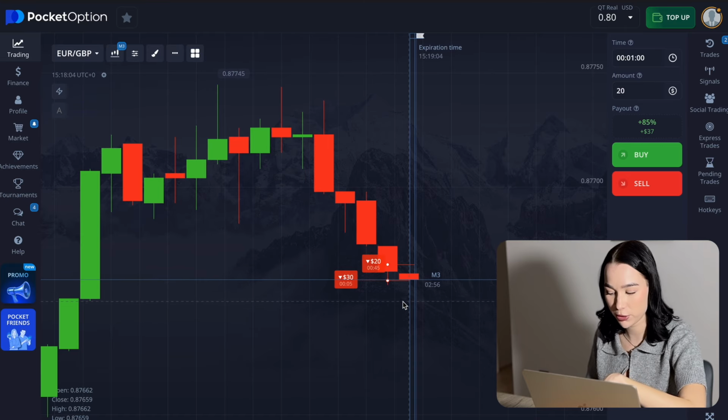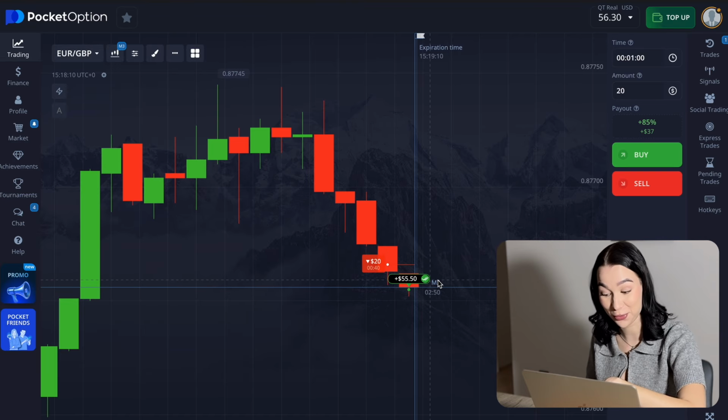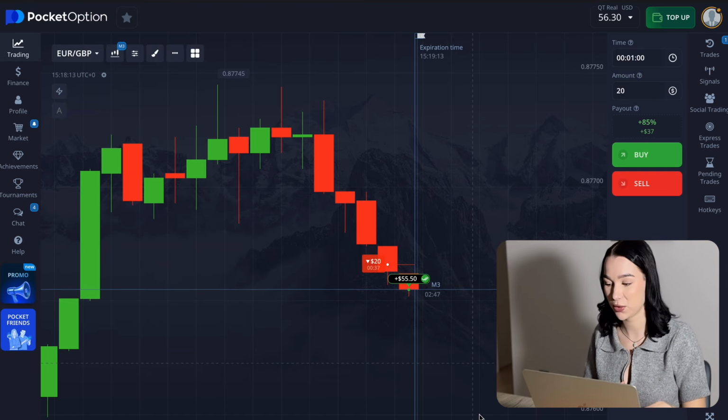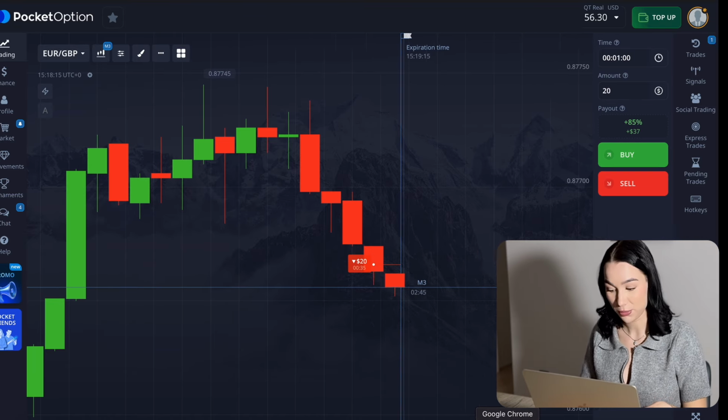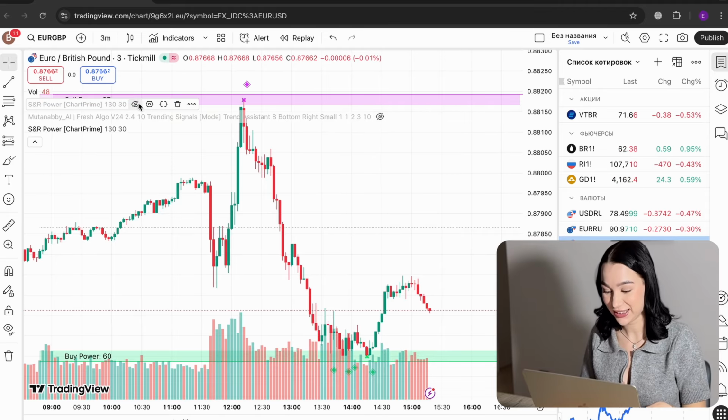A new candle appeared on the chart. Okay, just 5 seconds. Now we're in plus here. 3, 2, 1. We closed the first one, and I hope the second one is also going to be profitable. But it was really nice, actually.